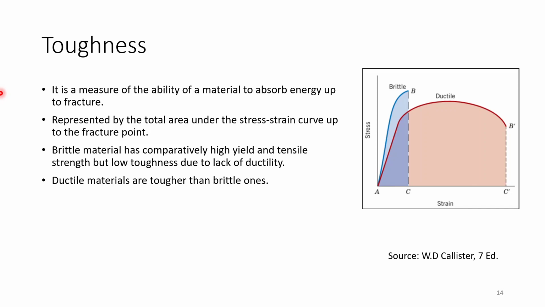So brittle materials have comparatively high yield and tensile strength, but low toughness due to the lack of ductility. So here for a brittle material you can see it has high yield strength as well as tensile strength, but the area under the curve is very low because the ductility is lower. And ductile materials are tougher than the brittle ones.